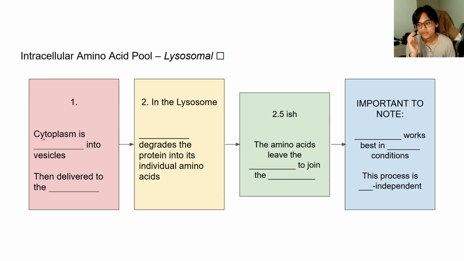So it starts with cytoplasm being sequestered. I don't know what sequestered means, I had to look it up. It means isolated. Cytoplasm is isolated into vesicles, I don't know what that means, that's just what I wrote, and then delivered where? To the lysosomes, because that's what we're talking about. Now we're in the lysosome.